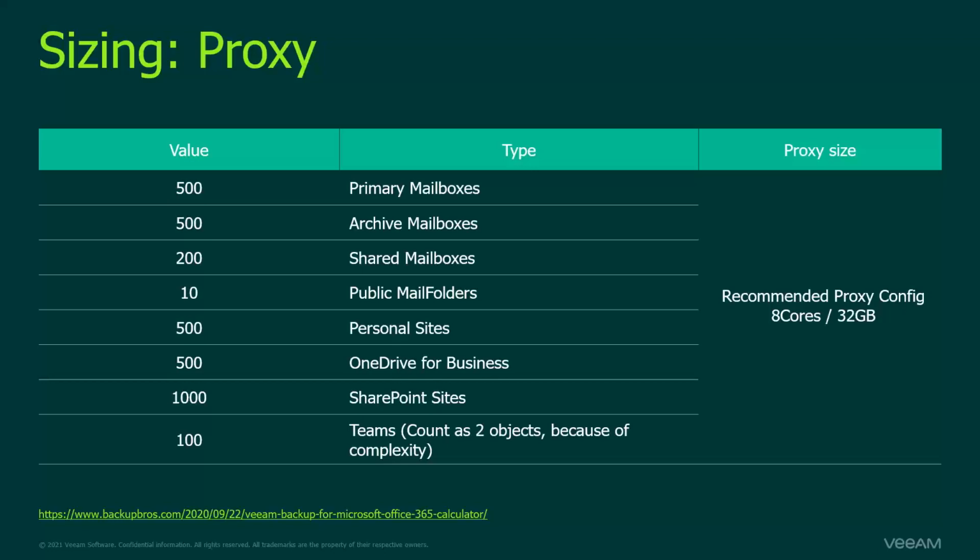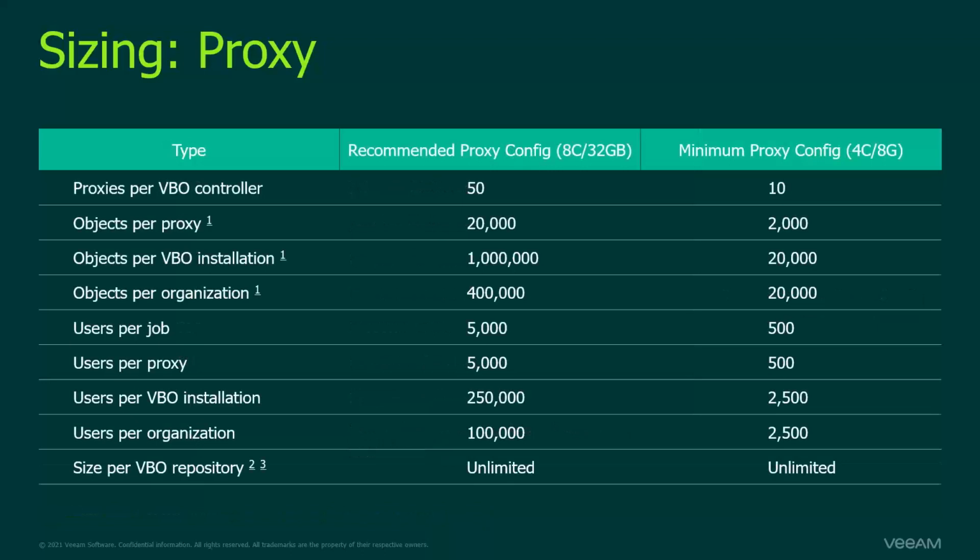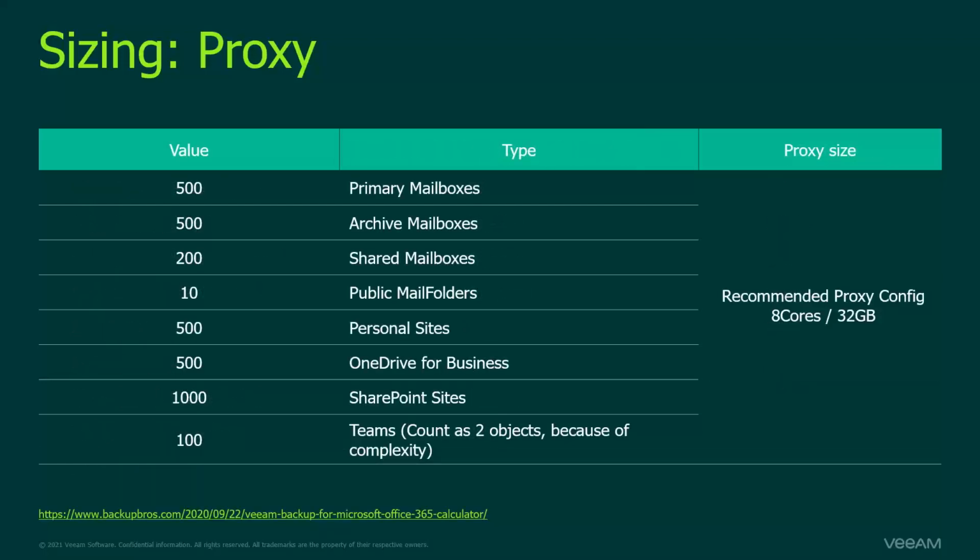In this example, this infrastructure can be backed up by a single repository based on the configuration maximums. Check this here. You can see the number of proxies, objects per proxy, users, the amount of everything. So if we cover this one with the previous one, we are free to go.